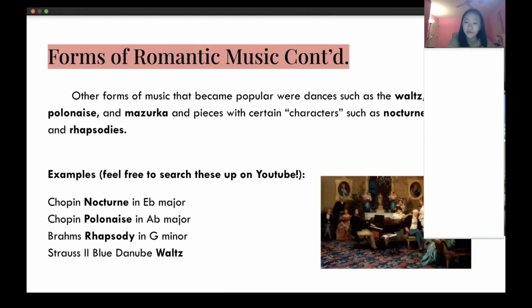Okay, and then other forms that you guys have probably heard of more are the waltz, the polonaise, mazurka, nocturnes, preludes, and rhapsodies. Those did not exist before the Romantic period. And I'm sure you guys have probably played some form of this before. These are some really famous pieces. There's a Chopin nocturne in E flat major. I don't know the opus number, and Chopin has a bunch of polonaises as well. And then other people wrote the other forms, like waltz and rhapsody.